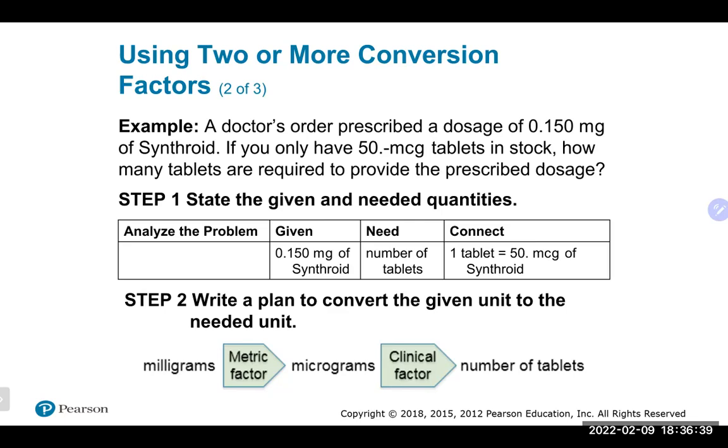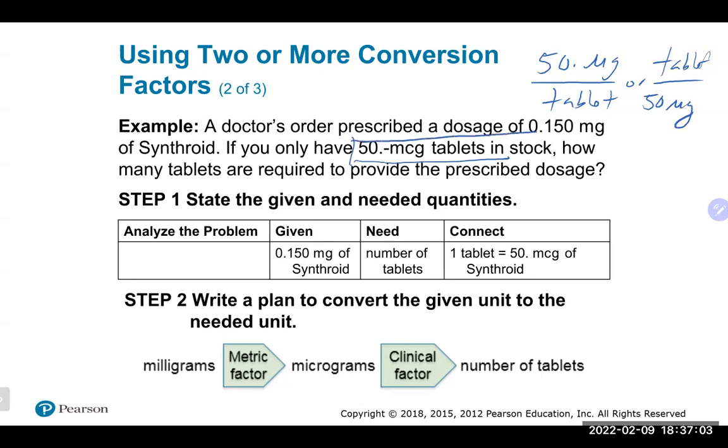So in this particular problem, we have a couple of issues. One issue is we do have a conversion factor here, which is basically 50 micrograms per tablet. Or you could say a tablet is 50 micrograms. Those are two conversion factors that we can get from what's in the problem.